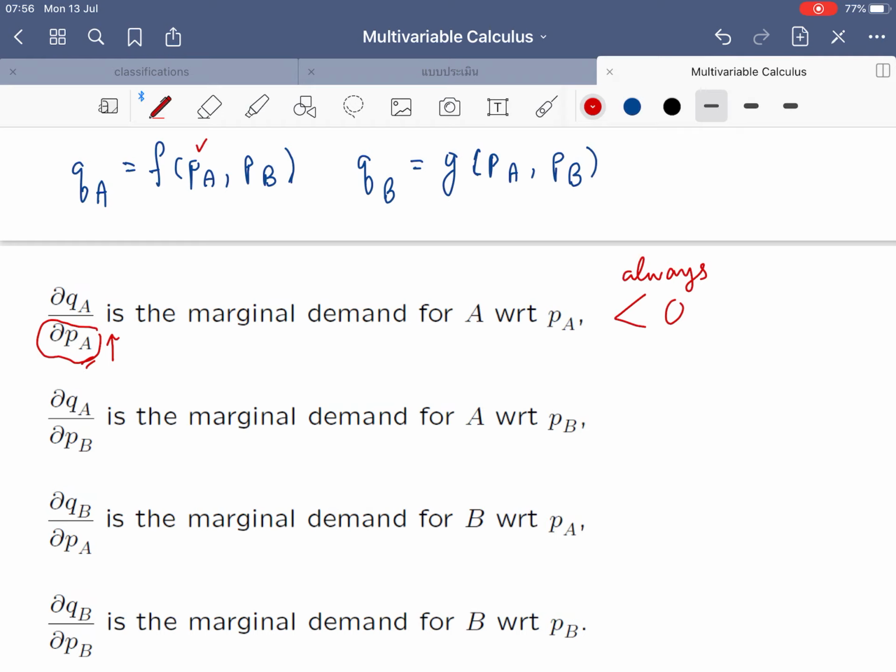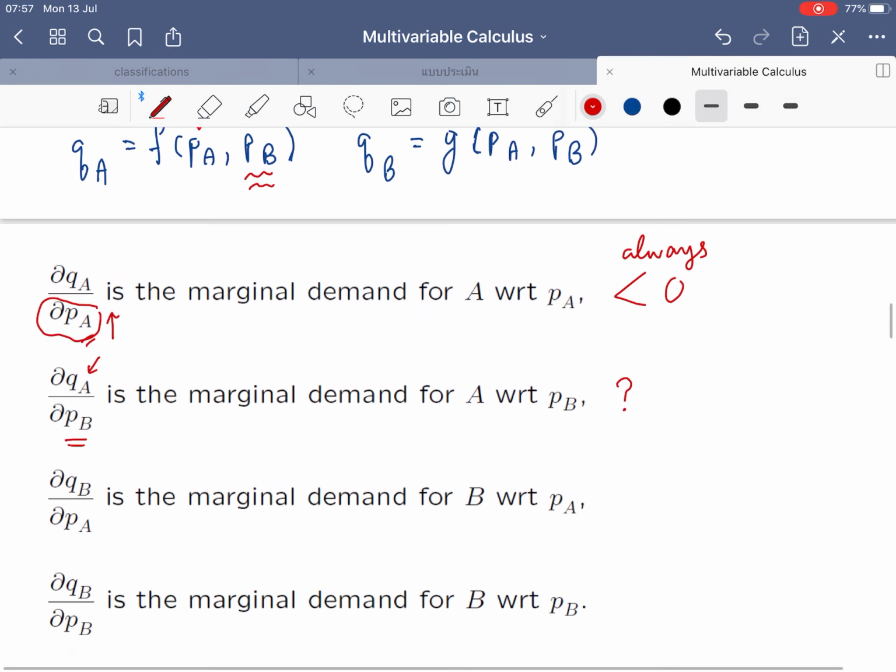How about the second term? The second partial derivative that you can find is with respect to the second price, the price B. It is the rate of change of the demand of the first product with respect to the price of the second product. Do we know what will happen if the second product is more expensive? What will it do to the first product? This one we don't know. This is what we are going to determine.